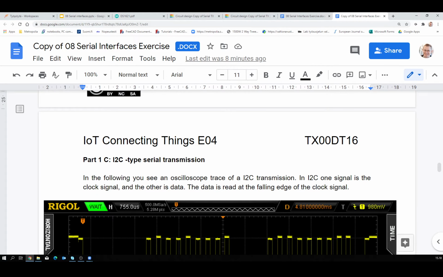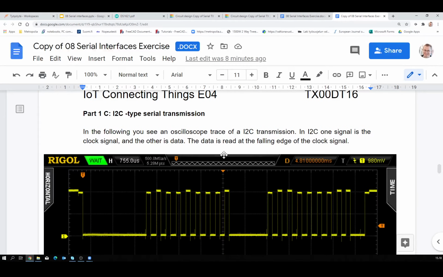Okay, third part has an I2C type serial transmission. That is a real clock signal of I2C transmission. So the other one must then be the data.